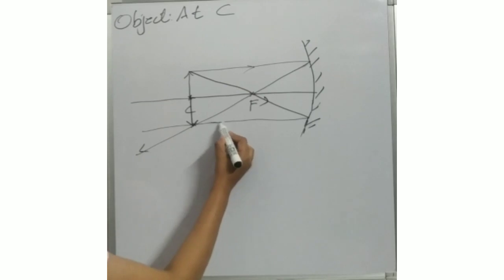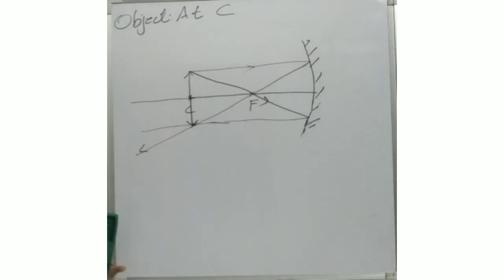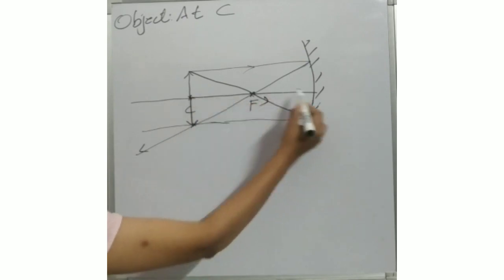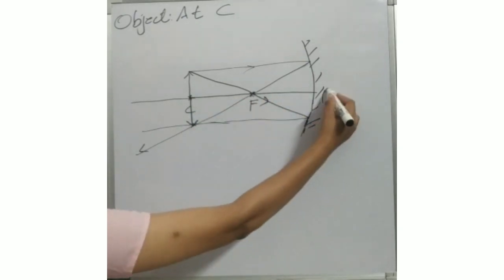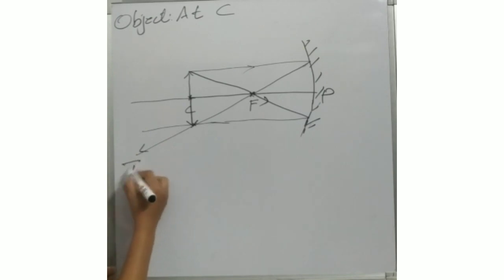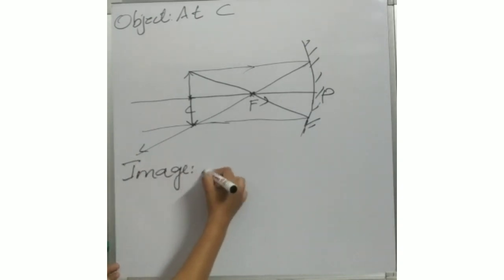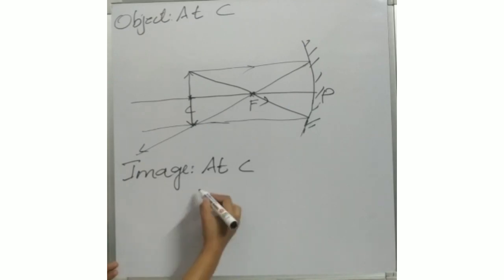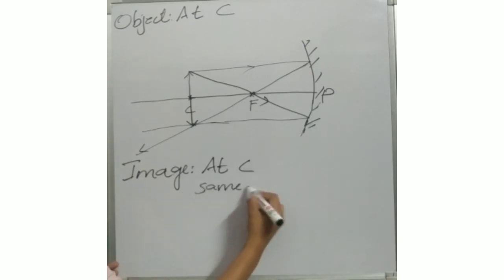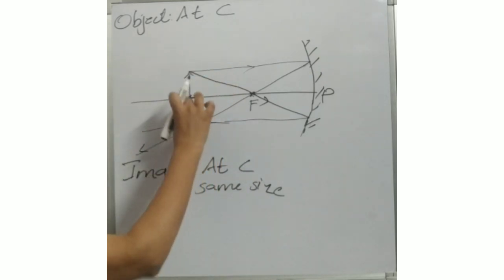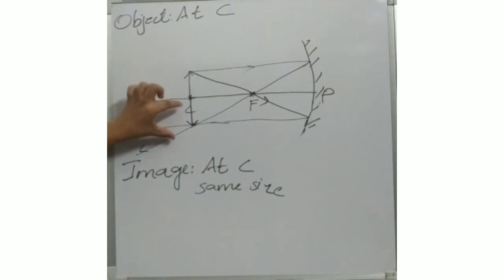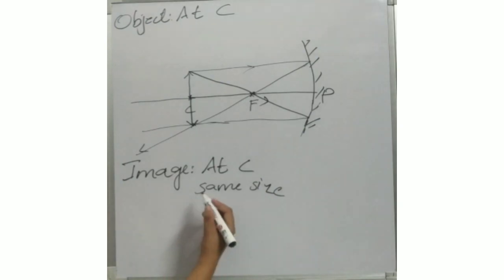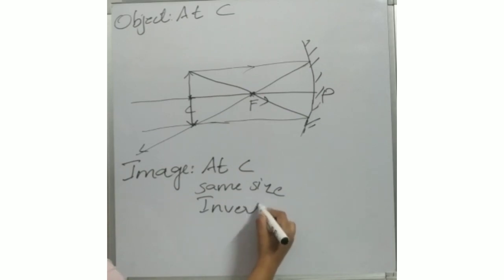That means these lines must be parallel to the principal axis, and F should be exactly half the distance of this CP. Now the image is obtained at C, and its size is the same as that of the object. By using a scale we can measure it. It will be the same size as the object, and it is inverted and real. These are the characteristics of the image formed.